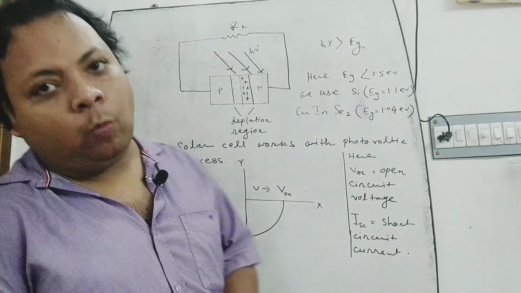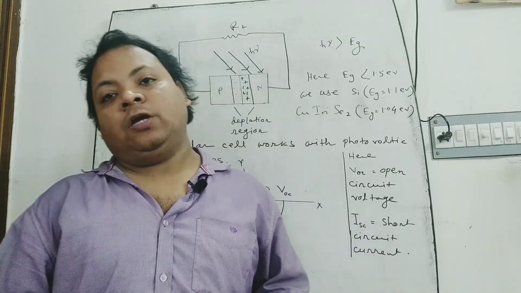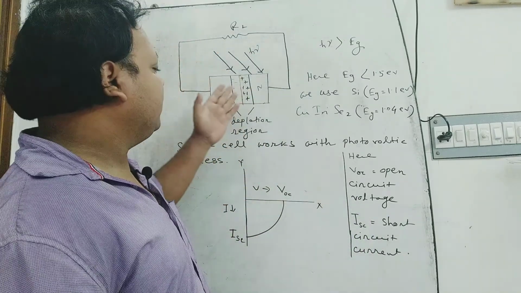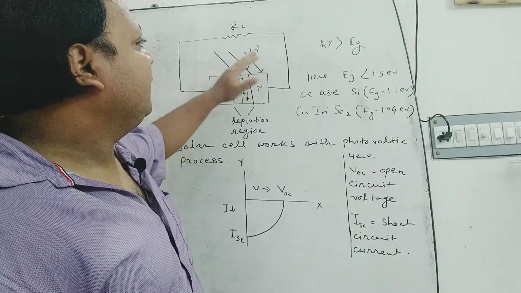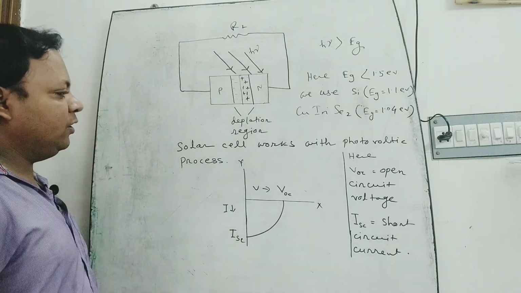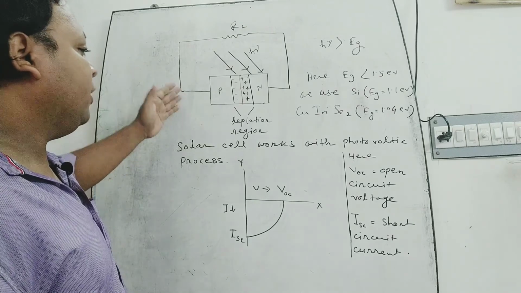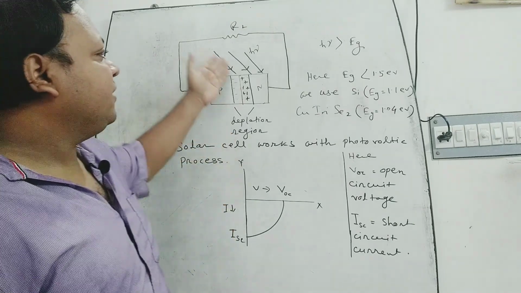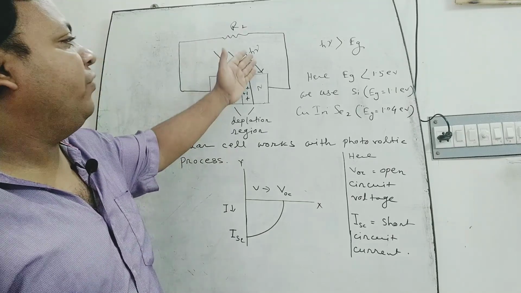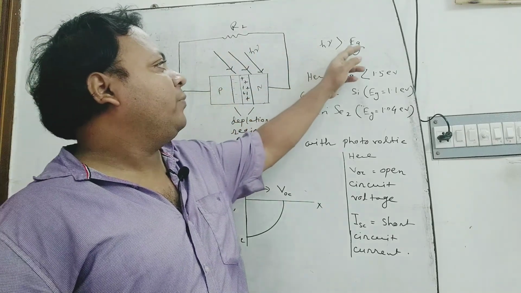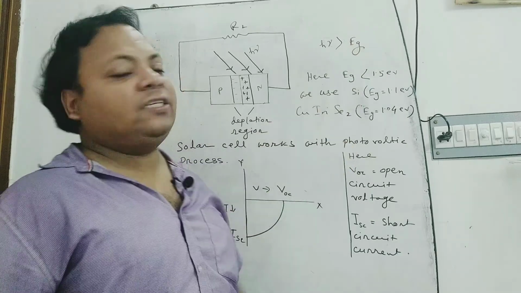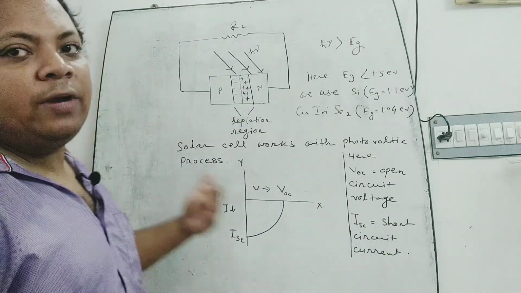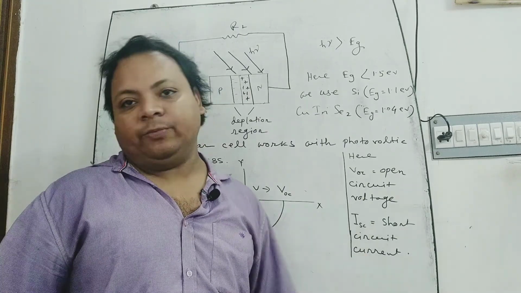A solar cell works like a photodiode, but in this case, no external cell is connected. It works with the photovoltaic process. Here, the energy of the incident photon rays is greater than Eg, that is, the energy gap between the conduction band and the valence band.